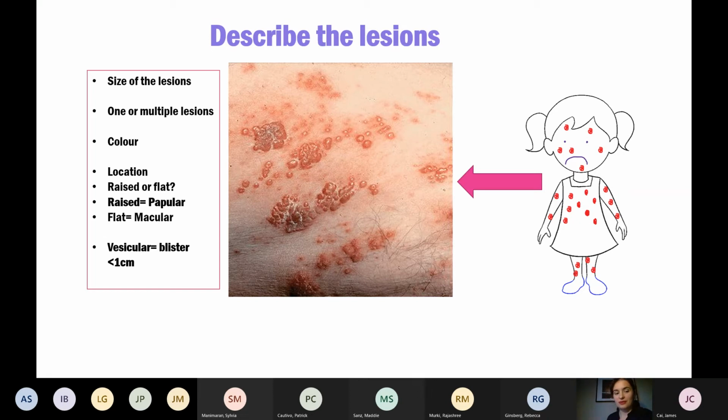Does anyone know? Exciting, I can teach you, don't worry. So if it's over a centimetre, they call it bullae or bullous. So it's just a bigger one, basically. So in the Microsoft Teams chat, I might have given it away with my naming of the child and her mum, but can anyone give me a diagnosis for this?